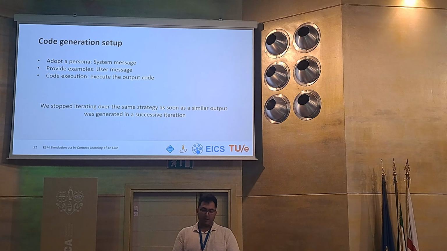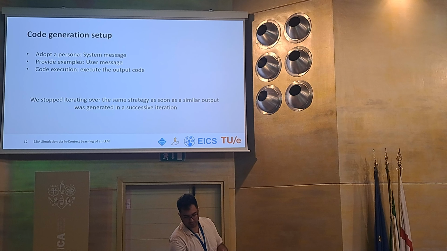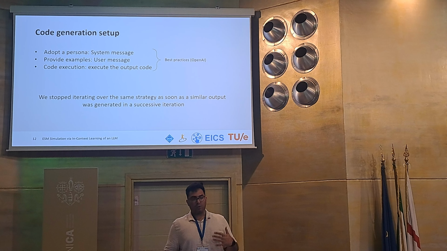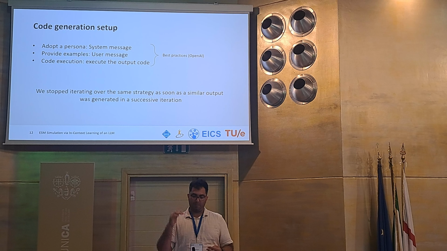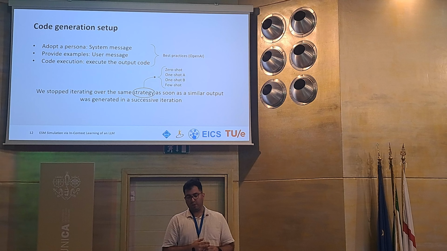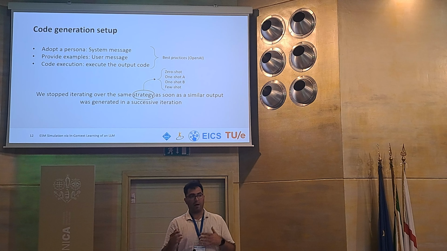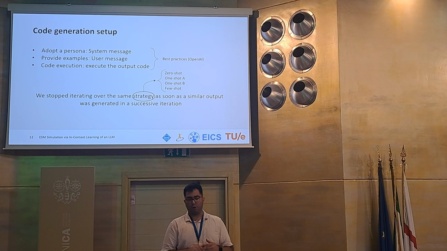So to do that, we followed some best practices in the field. We asked our model to adopt a persona, we provided examples, and also we executed the output code, as I mentioned. And for each of those strategies, we started iterating, and we stopped as soon as a similar output was generated in a successive turn.